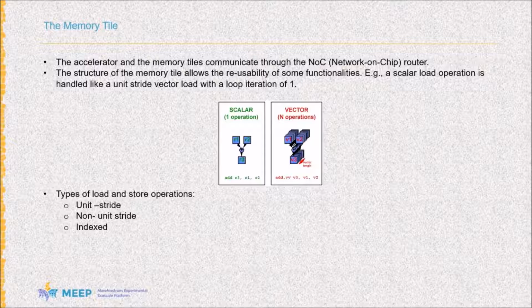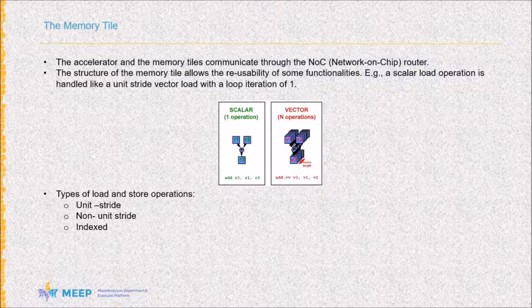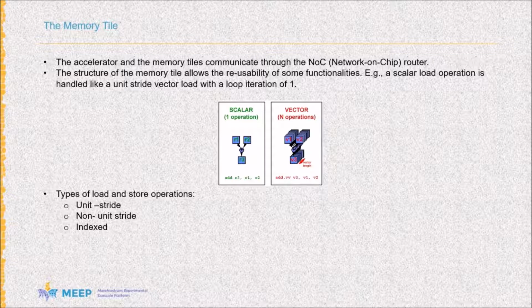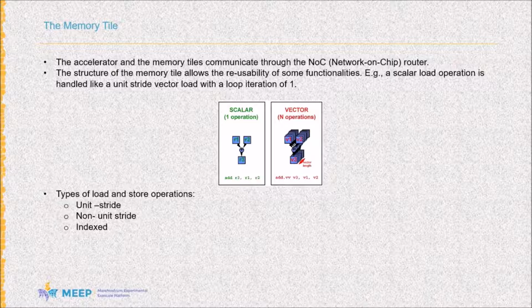Various memory operations are simulated in Coyote. The accelerator and the memory tiles communicate through the network-on-chip router. The commands, requests, and data are encapsulated into NOC messages, which go through the bidirectional router. An advantage of our memory tile is that its structure allows the reusability of some functionalities. For example, a scalar load operation is handled like a unit stride vector load with a loop iteration of 1. The types of vector load and store simulations include unit stride, non-unit stride, and indexed.